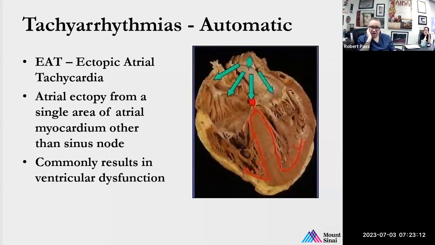So that is one of the more satisfying areas of electrophysiology, because if one can treat the ectopic atrial tachycardia, the cardiomyopathy that is due to the tachycardia will almost always resolve, although sometimes it takes a while.